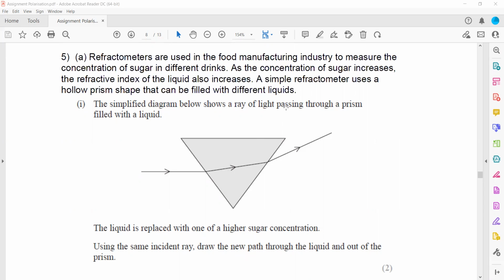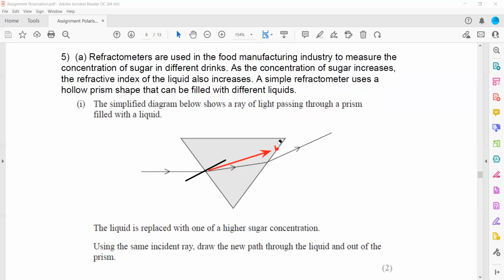So if the concentration is high, the greater the concentration, the higher the refractive index, so more bending. When we draw, the normal is always perpendicular to the surface. So which one is the right path? If I draw it with less refraction or more refraction, which one is the correct path? A or B? This one is A. B. B is the correct path.